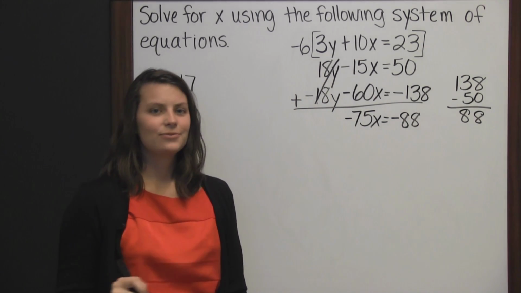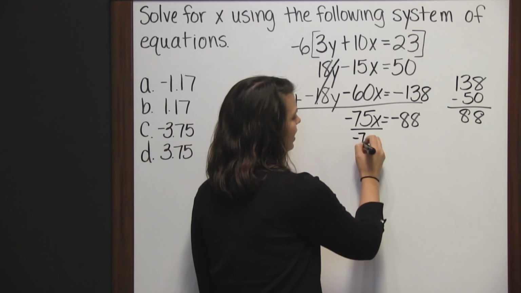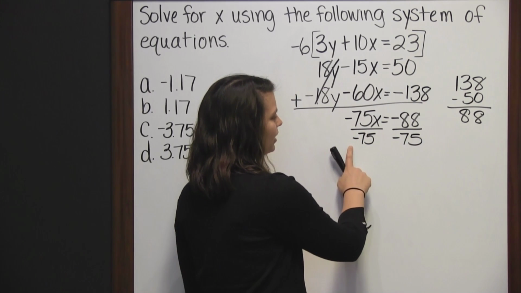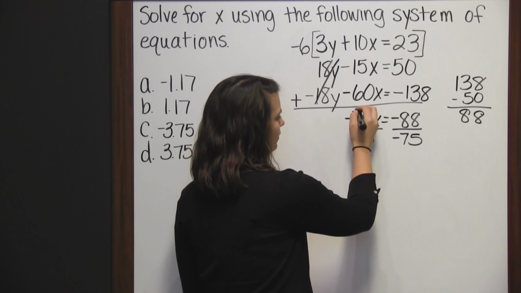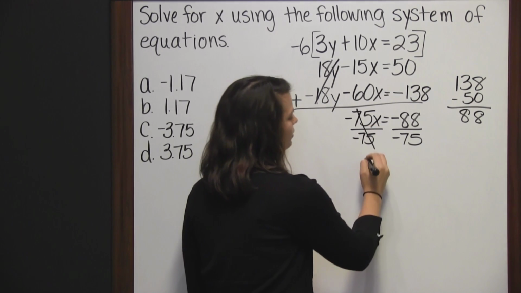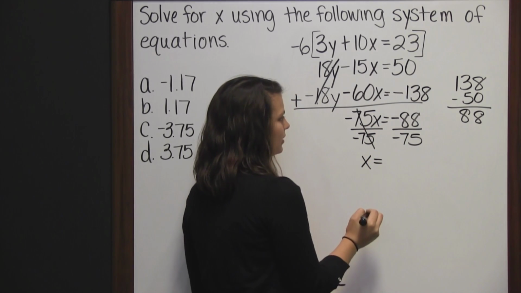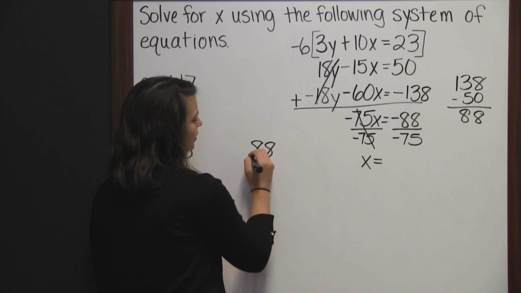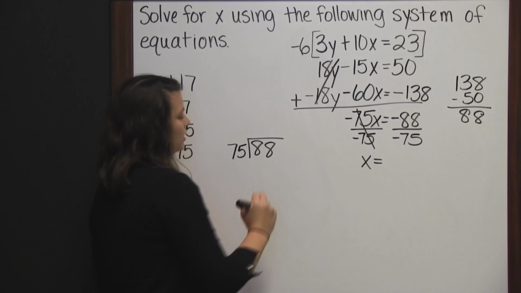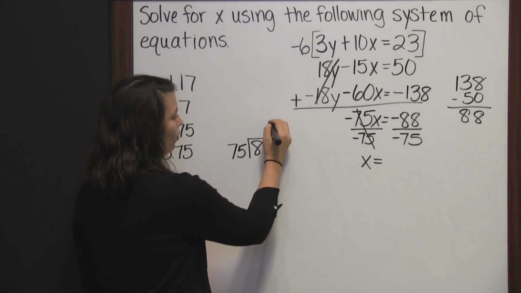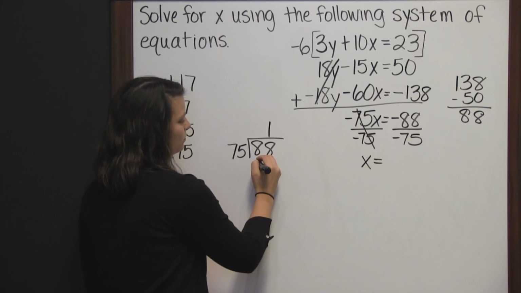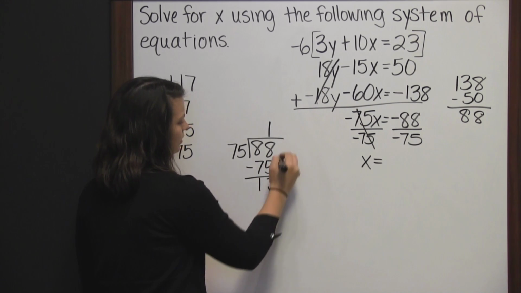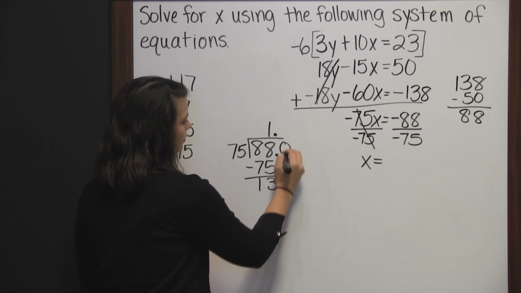Finally, to solve for x, we need to divide both sides by negative 75. A negative divided by a negative is a positive, and 75 divided by 75 is 1, times x is x. And again, a negative divided by a negative will give me a positive. And we can divide those off to the side. 75 goes into 88 one time. 75 times 1 is 75. We subtract and we get 13. Add a decimal and a 0, bring it down.